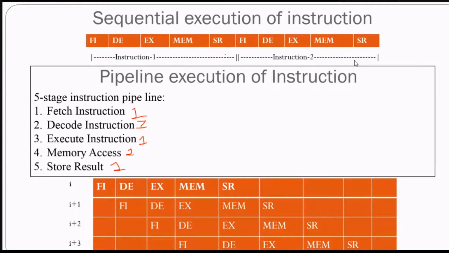So what will this mean? When will your first instruction complete in sequential time? At the end of 5 minutes, your I1, meaning instruction number 1, will be completed. Same way, at the end of 10 minutes, your I2 will be completed. So suppose there are 100 instructions, how much time will it require in sequential execution, if one instruction takes 5 minutes?